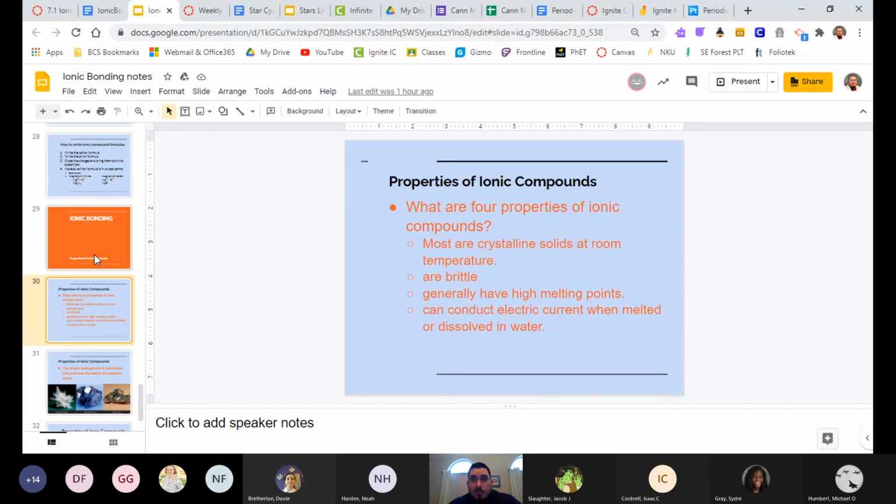Okay, they're brittle. If I take that crystal and I smash it, it's going to break apart. They tend to have a high melting point. You're not going to melt that salt crystal. I don't care if you put it on a stove or not. It's still going to be a crystal. It might burn, but it's not going to melt.